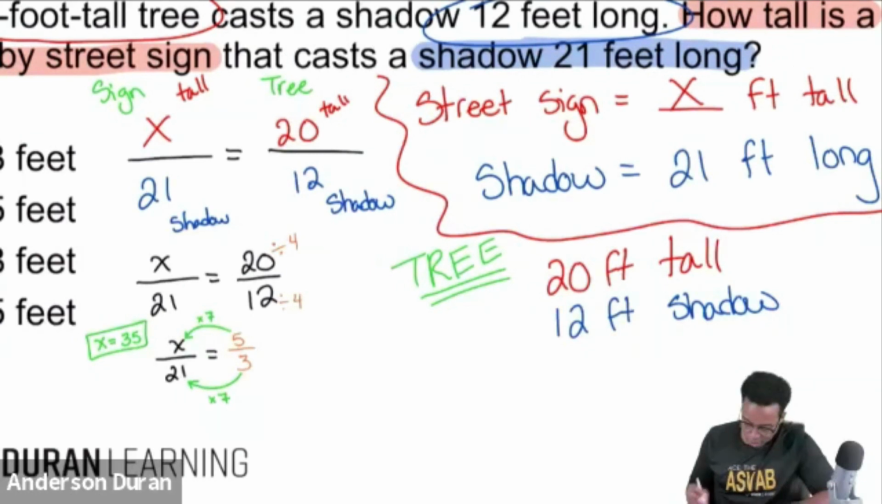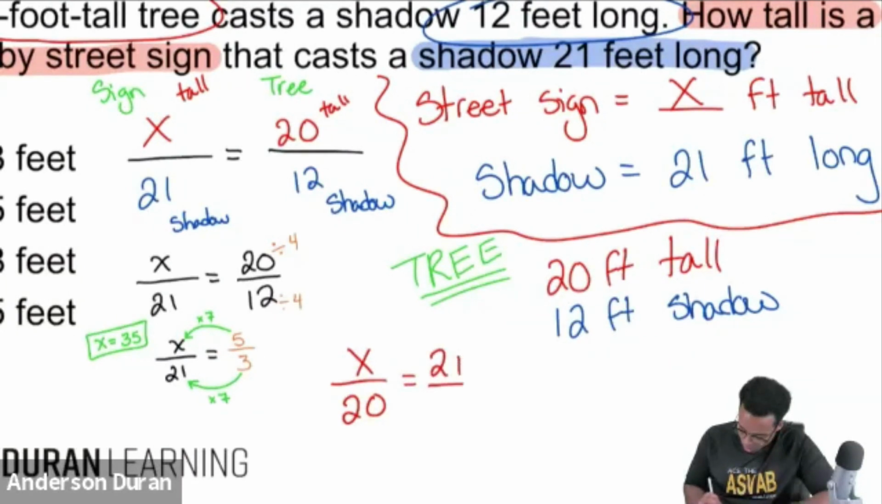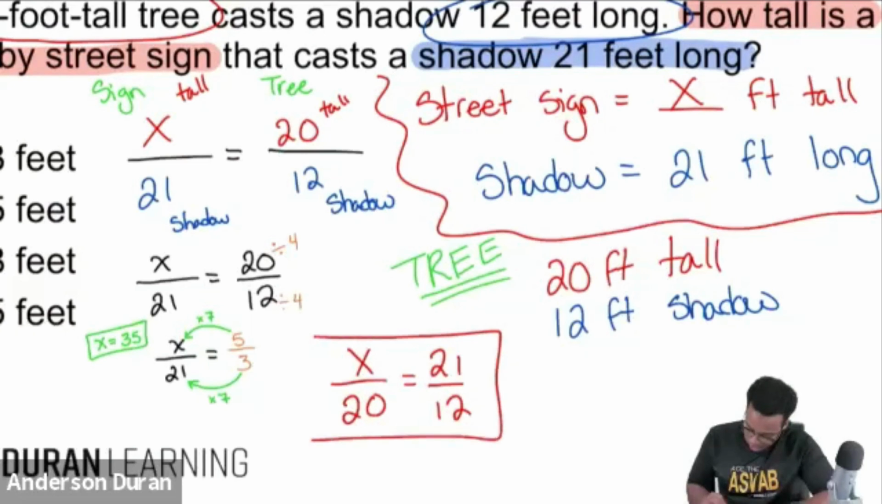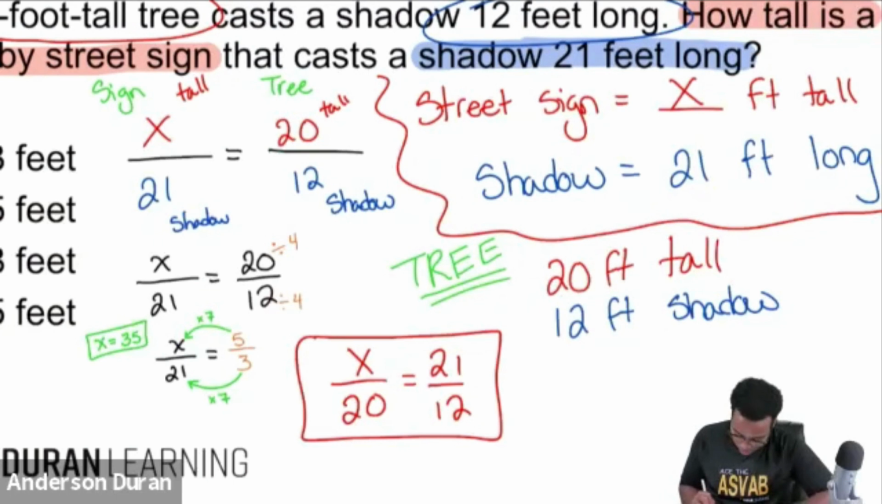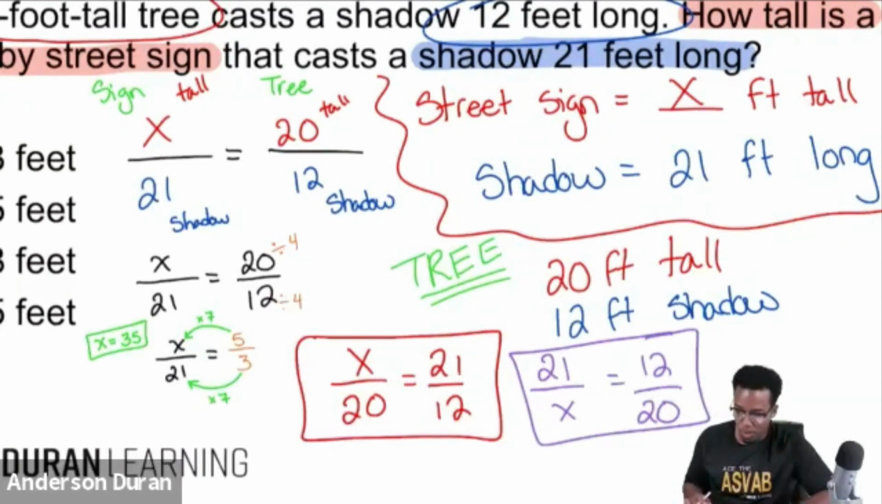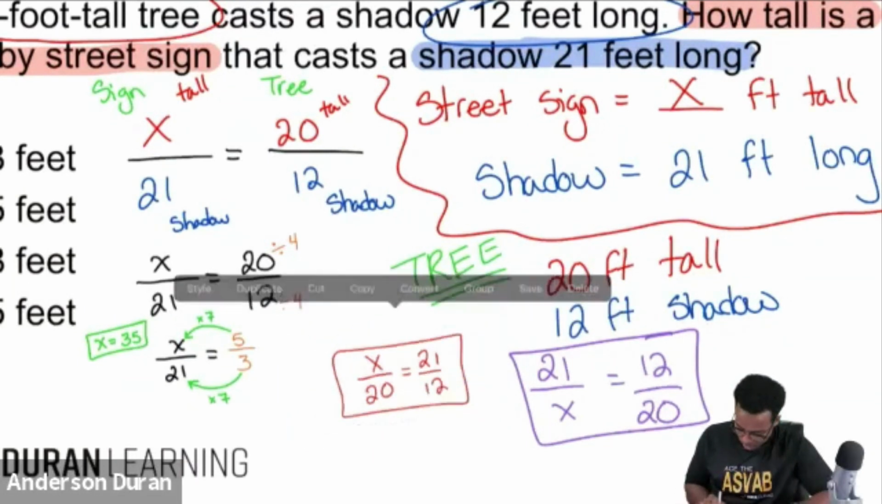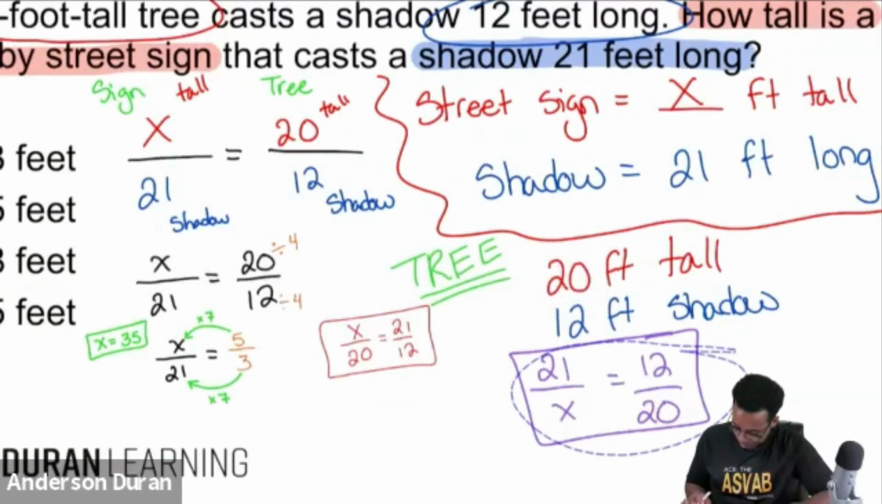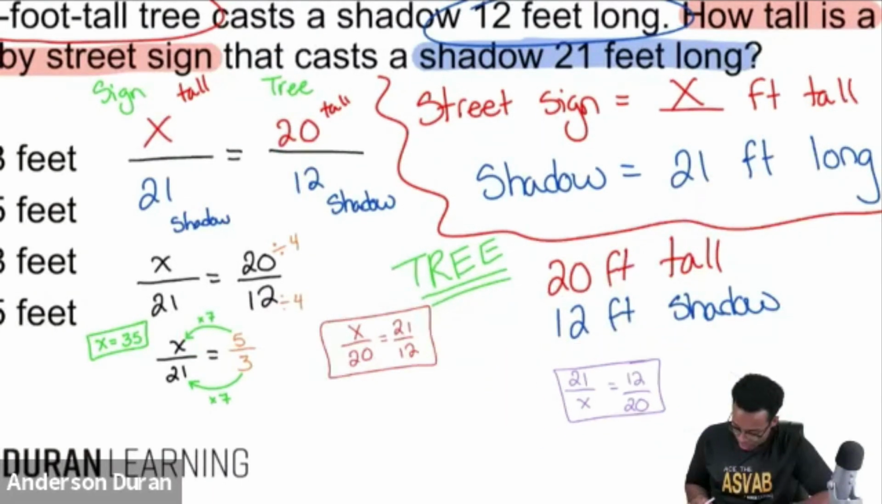One way that you could have also set it up could have been x over 20 equals 21 over 12. Another way you could have set it up could have been 21 over x equals 12 over 20. Shout yourself out once I put up the one that you did. So there's one way here. Let me go and make that smaller. Give myself some more space. A little smaller there. Here's another way.